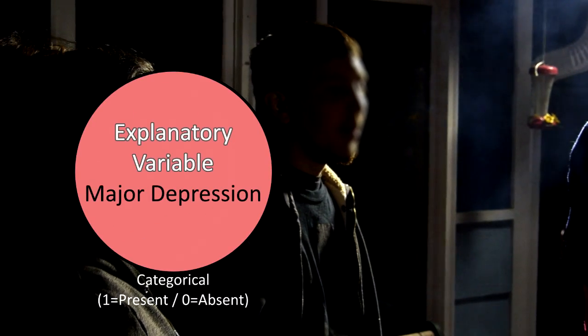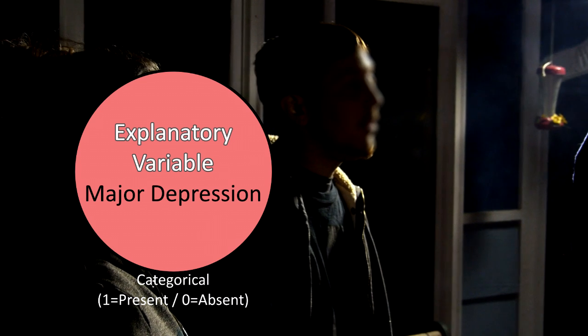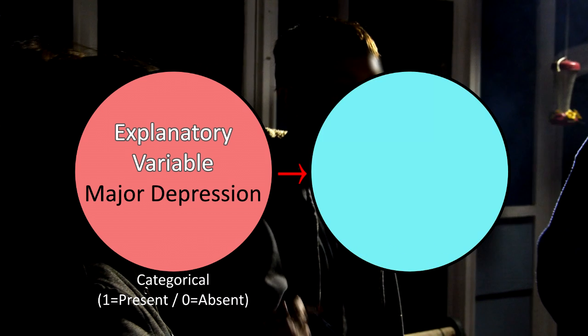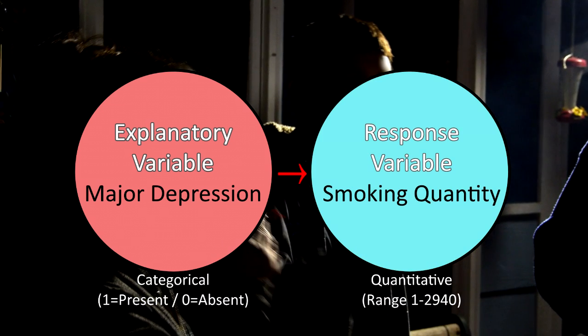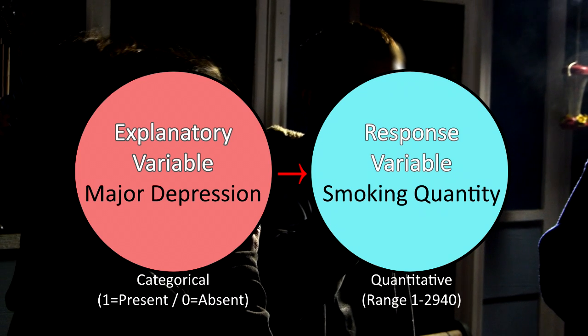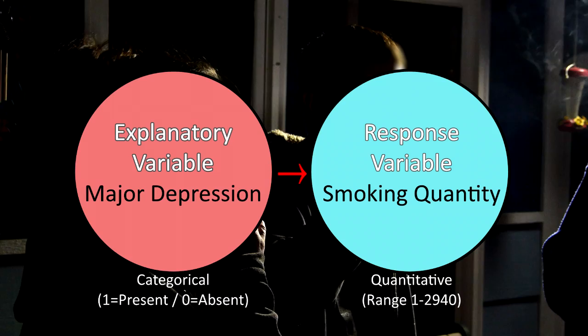The explanatory variable here is categorical with two levels, that is, the presence or absence of major depression. The response variable, smoking quantity, measured by the number of cigarettes smoked per month, ranges from 1 to 2,940.